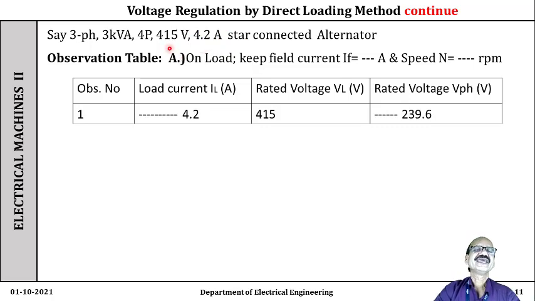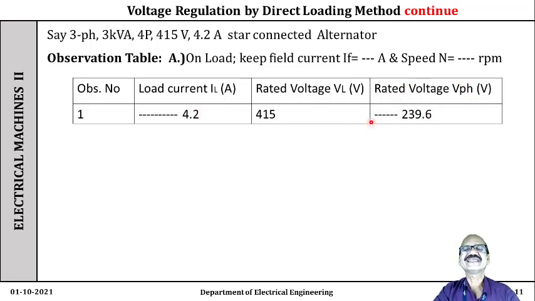So you have to adjust the voltmeter connected in the armature circuit to read 415 volt at full load. That is during on load, see the first observation table for on load conditions. And the current should be 4.2 ampere. When you obtain this full load, rated current 4.2 ampere and rated line voltage 415 volt, you can divide it by root 3 and you will get the rated per phase voltage, that is 239.6.